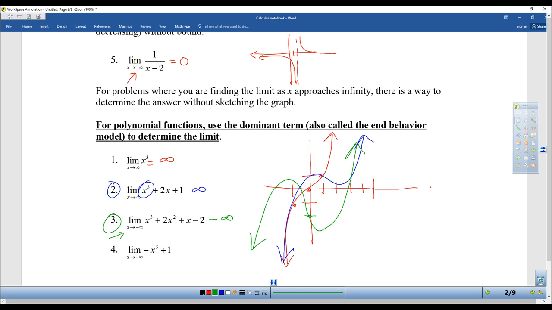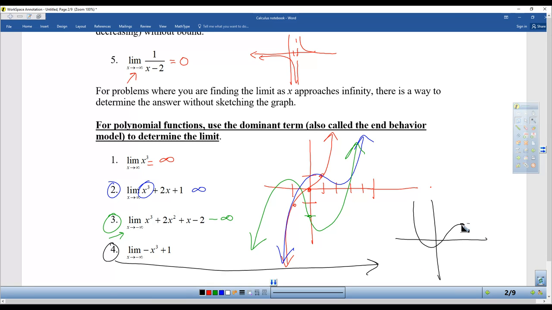Now, number 4 is a little different. I am going to have to redraw this one because it's a negative x cubed. So it goes like that. General shape is all you need. And as x goes to -infinity, which means as it goes towards the left without bound, what is the y doing? The y is going up to +infinity.